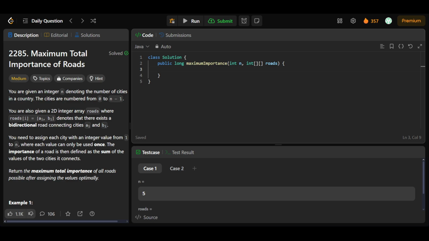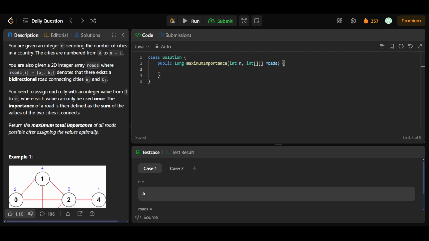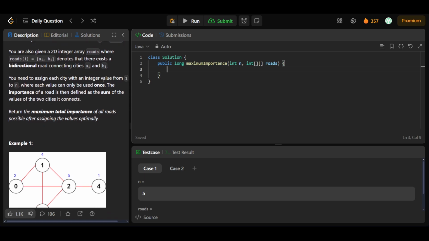Hello people, so today we'll be solving LeetCode Daily Question 2285, that is Maximum Total Importance of Roads. In this we'll be given an integer n denoting the number of cities in a country, and the cities are numbered from 0 to n minus 1. We'll also be given a 2D integer array roads where roads[i] = [a, b] denotes that there exists a bidirectional road connecting cities a and b.